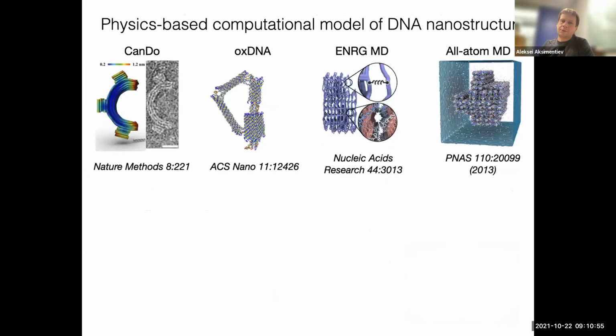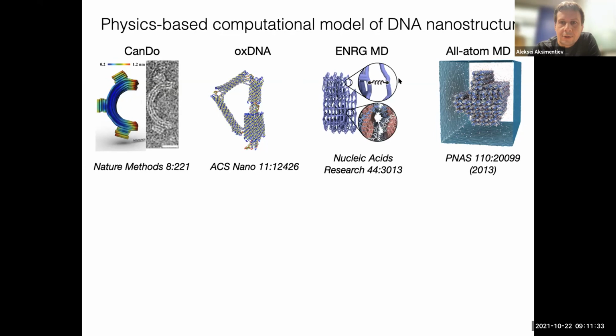So we are interested in modeling DNA structures, and before I describe what we do, I have to put it in perspective of what people have done. So there's really a spectrum of approaches one can use. On the left here, you see a finite element, mechanics type of model of DNA called CanDo from Mark Bathe's lab. Then you have coarse-grain models like oxDNA, which is a really good coarse-grain model of DNA.